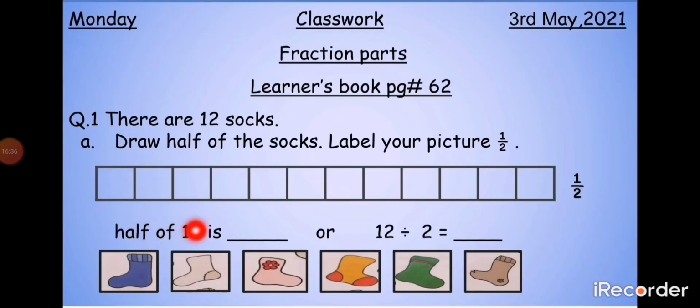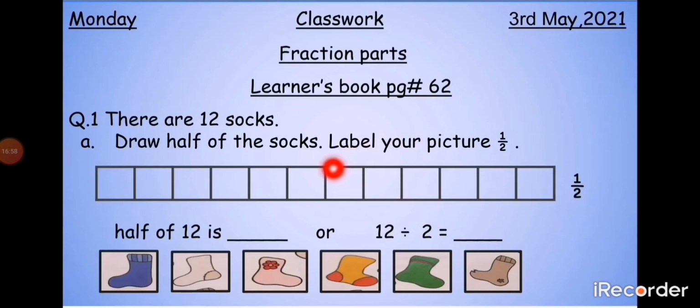Then leave one line and write your statement. Half of 12 is dash. We have to find the half of 12. Or in the other sense, 12 divided by 2 is equal to dash. Why I have written divided here? Half means we are cutting 12 into 2 equal parts. It means we are dividing 12 into 2 equal parts. That's why I have written a division sentence here.